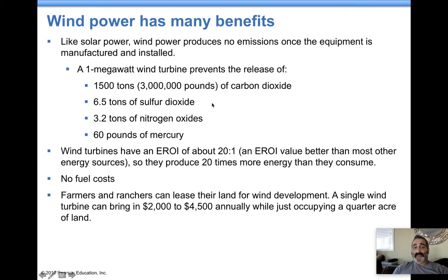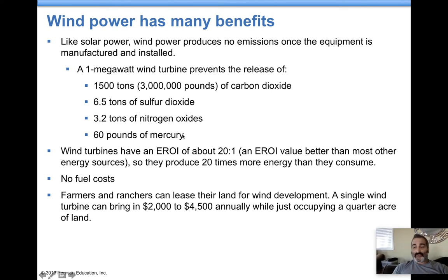Sulfur dioxide, this is one of the things that causes acid rain. 6.5 tons. So multiply that by 2,000. That's how many pounds it is. 3.2 tons of nitrogen oxide. These also lead to acid rain and lead to smog and other things. 3.2 tons less of that.